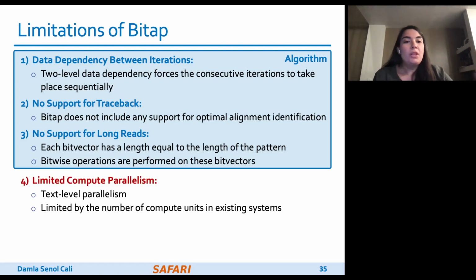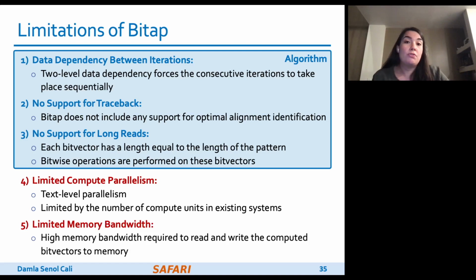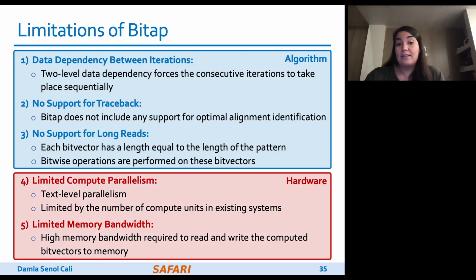For example, while BitAP iterates over each character of the input text sequentially, we can enable text-level parallelism to improve its performance. However, the achievable level of parallelism is limited by the number of compute units that exist in an existing system. And so we would expect that a GPU, which has thousands of compute units, can overcome the limited compute parallelism issues that CPUs experience. However, we find that a GPU implementation of the BitAP algorithm suffers from the limited amount of memory bandwidth available for each GPU thread. And these cover the hardware-related limitations.